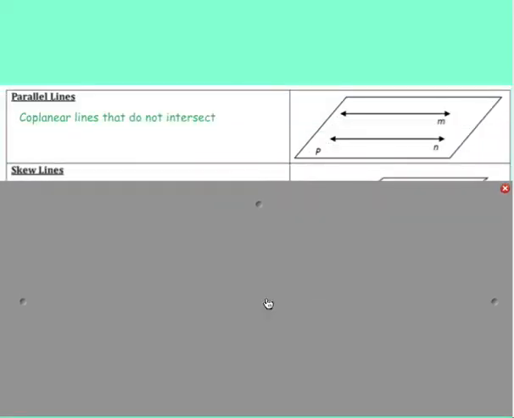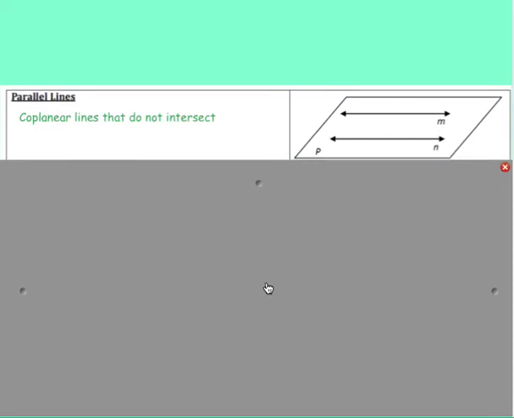So what's a parallel line? Parallel lines are two coplanar lines that do not intersect. Taking a look at that first diagram, what are parallel lines? We could say that our line M is parallel to line N. When we draw two parallel lines like that, that's how it's stated: M is parallel to N.